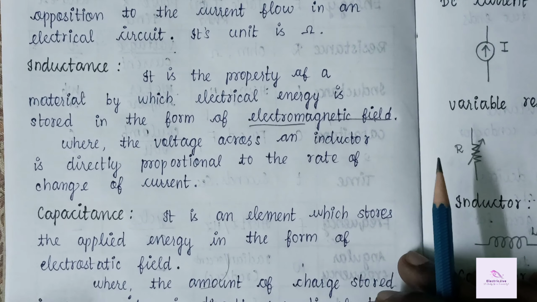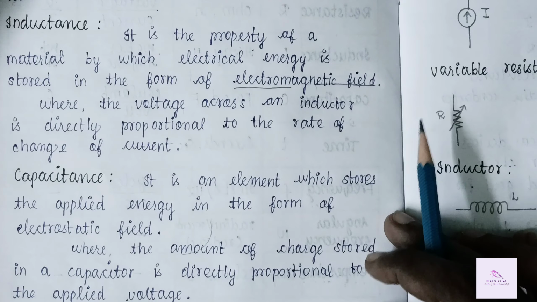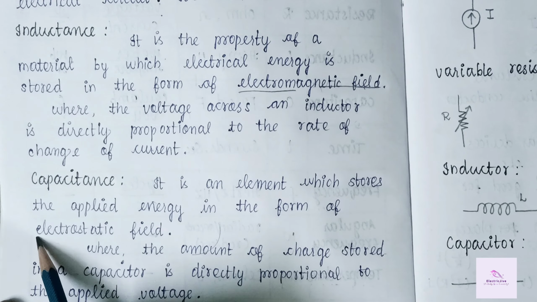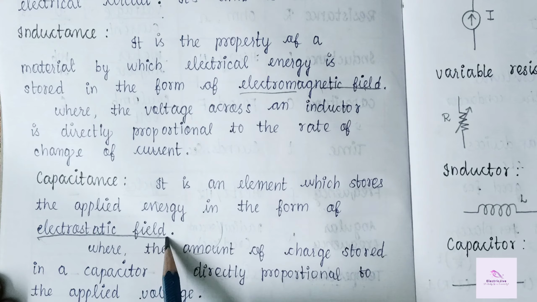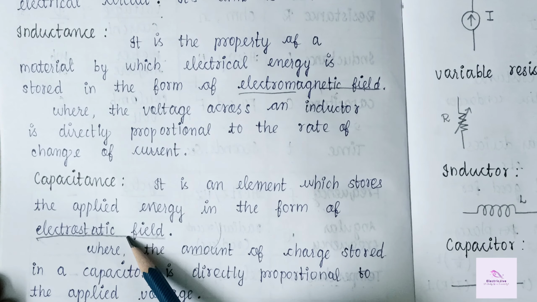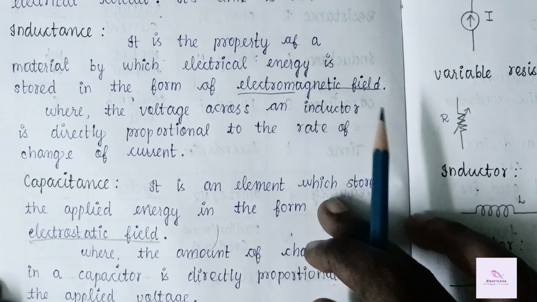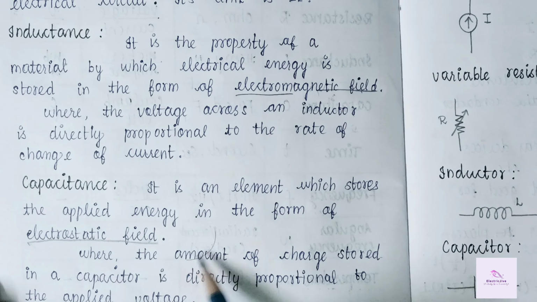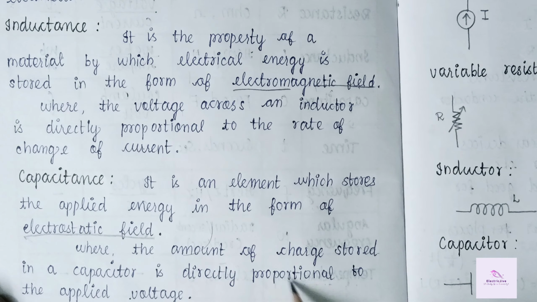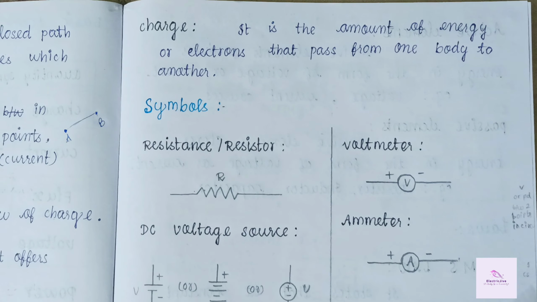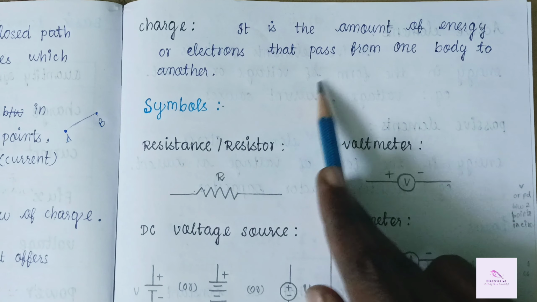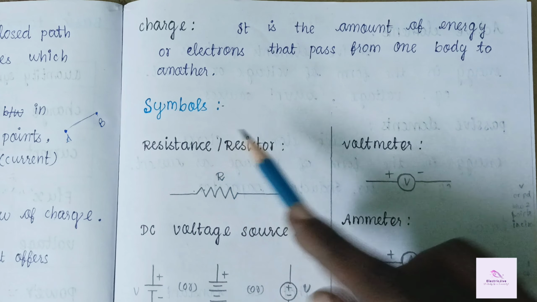And finally, capacitance. Capacitance is the element which stores the applied energy in the form of electrostatic field, whereas inductance stores the energy in the form of electromagnetic field. We can further discuss the electromagnetic field and the electric field. Capacitance is such that the amount of charge stored in the capacitor is directly proportional to the applied voltage. Then charge. Charge is the amount of energy or electrons that passes from one body to another.